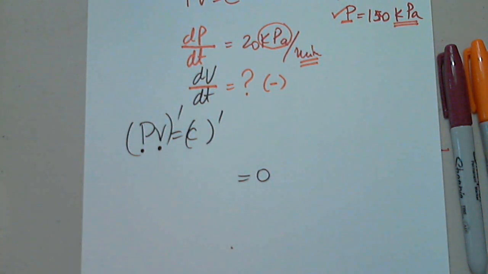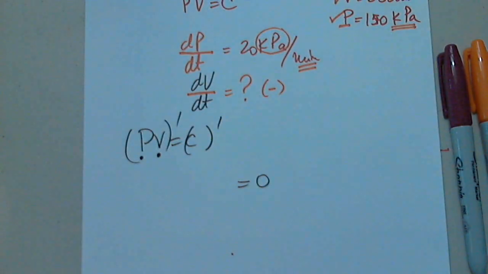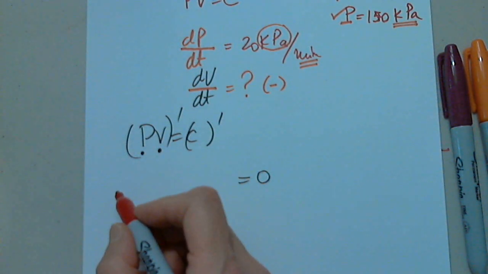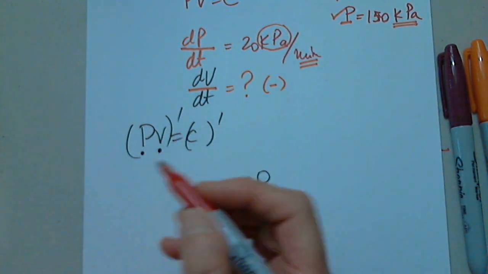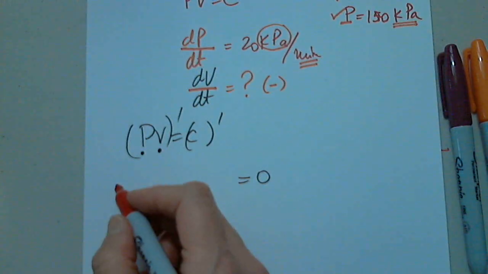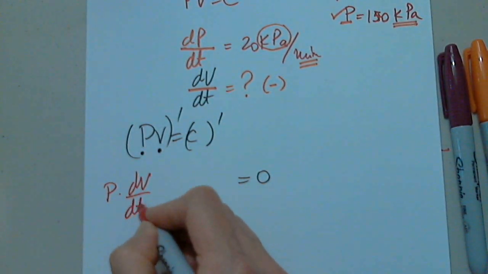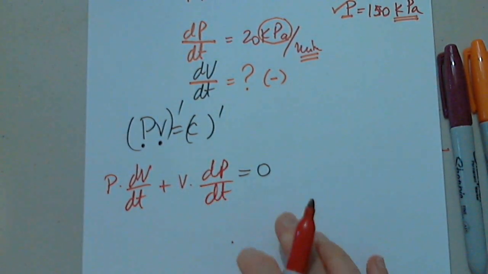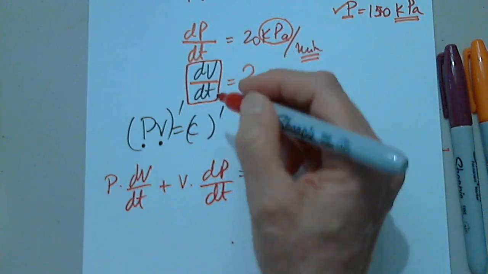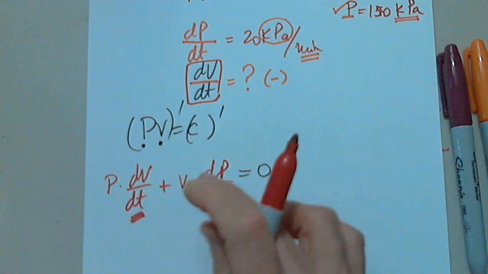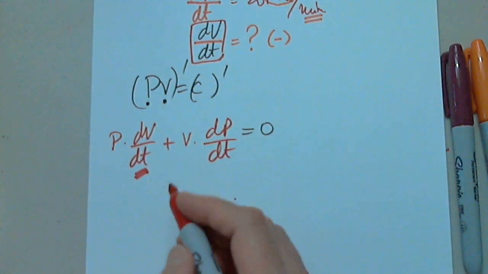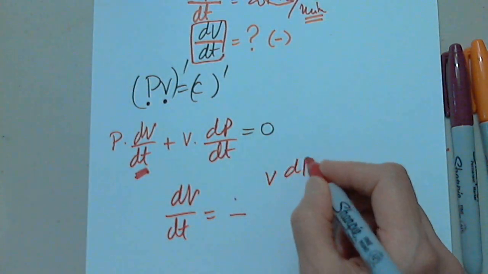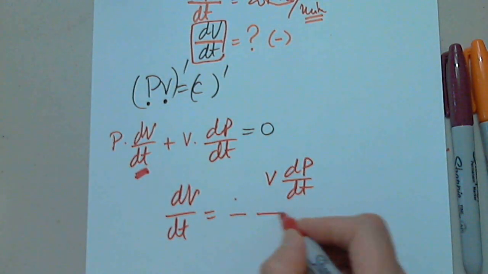Yeah, it's going to be the product rule. P times dV dt. It's okay, it doesn't matter. So you are differentiating the second one first. That's fine. So P dV over dt plus V times dP over dt. That's it. Excellent. So we're asked to find this. This is our question. We move this to the other side and divide by P. So dV over dt equals negative V dP over dt over P.